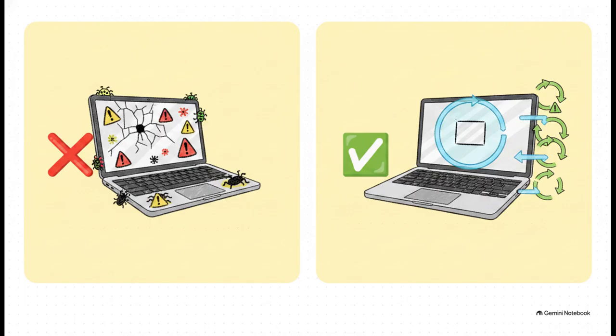Good OPSEC means using an isolated virtual machine. Essentially, this is a disposable computer within a computer running inside your main host. If you accidentally click a bad link and malware infects your virtual machine, no problem. You simply delete the machine, clone a fresh one, and your actual computer remains perfectly safe.